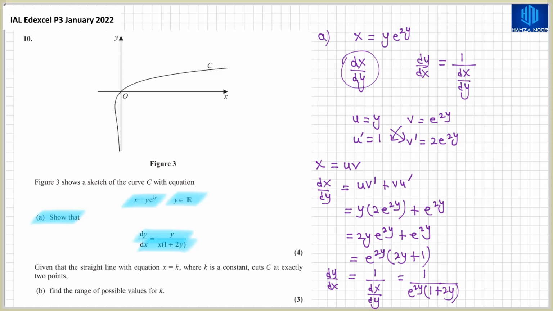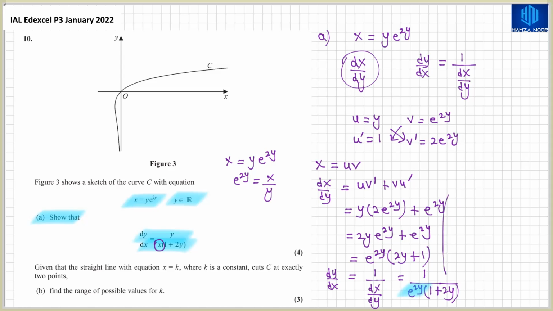The specific form required in the question has a variable x as well, so we are going to use the original equation of the curve. This means we need to replace e raised to the power 2y with something. Since the equation of the curve is x equals y multiplied by e raised to the power 2y, if we make e raised to the power 2y the subject, it equals x divided by y. So in place of e raised to the power 2y, we can write x over y.